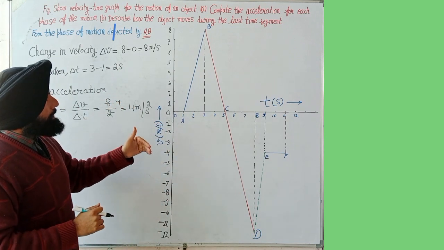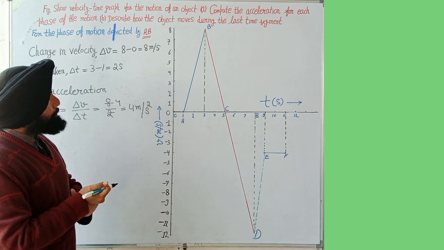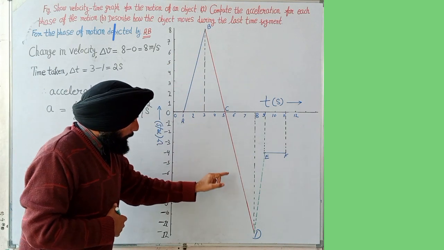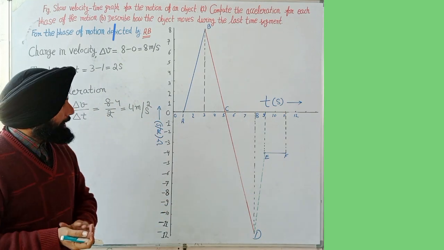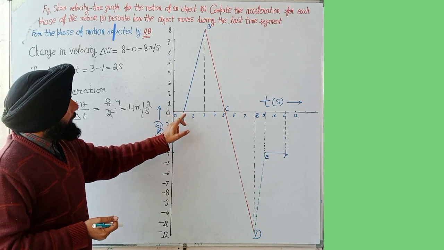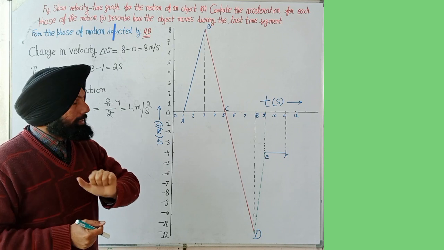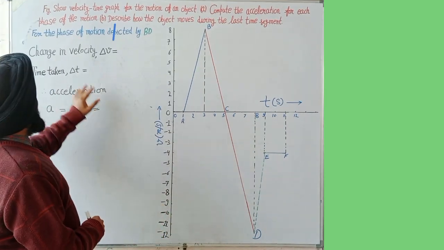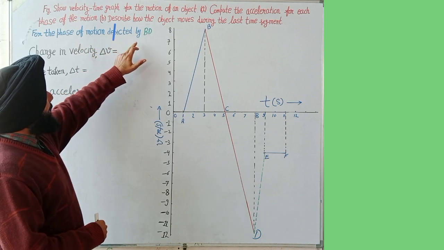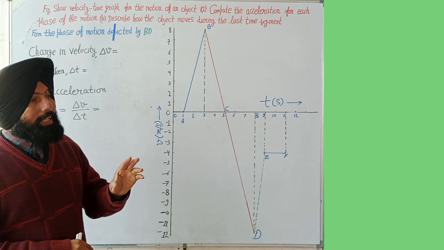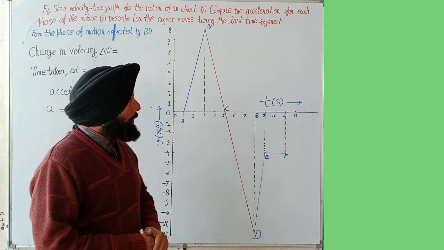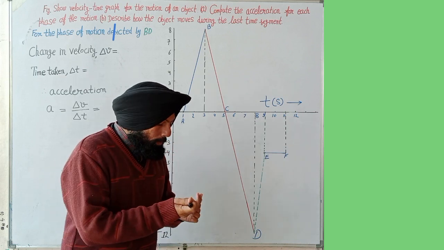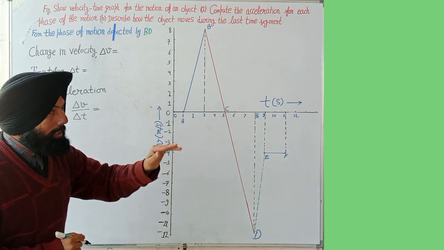Now similarly, using the same steps, we will find the acceleration from B to D. We have completed two steps, from O to A and A to B. Now we are calculating the acceleration for the phase of motion depicted by BD. So adopting the same method, first of all we will find the change in velocity.